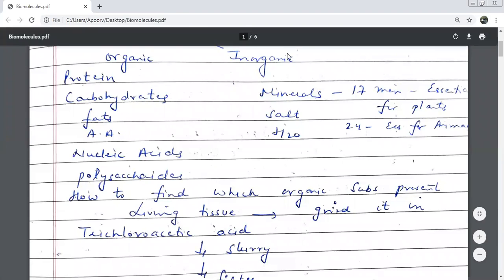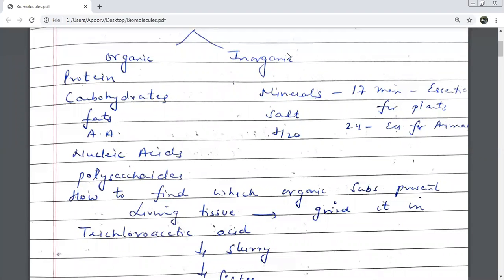Now, how many minerals are essential for plants? 17 minerals. And how many minerals are essential for animals, bache? 24.